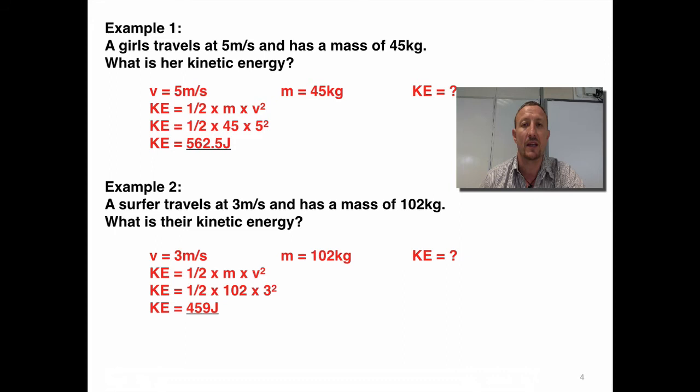Because we're finding the kinetic energy, I need to write down my formula for kinetic energy. That's a half mv squared. Substitute in for the m and the v, and we put into our calculator a half times 102 times 3 squared, hit the equals, and we get 459 joules. Did you get that one right? Great, so that's 2 out of 2.